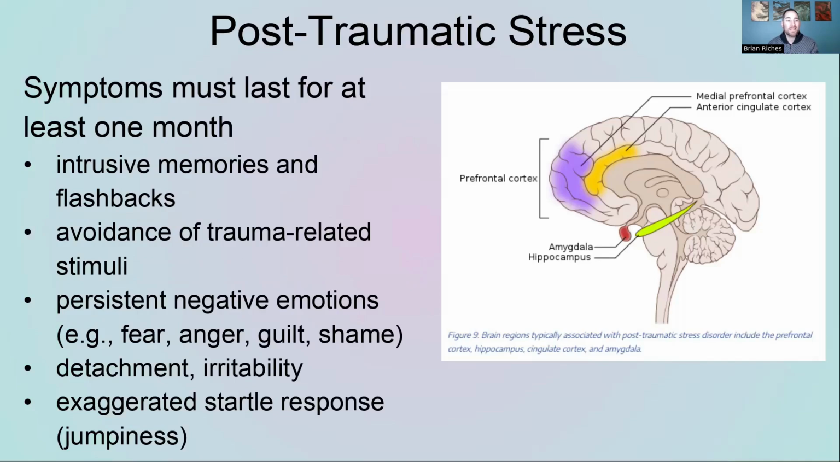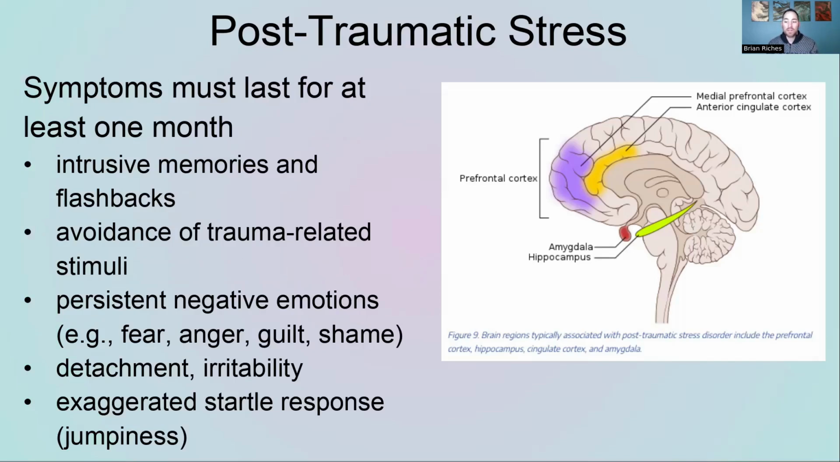So with this, the symptoms have to last for at least 1 month. You see a lot of intrusive memories and flashbacks, avoidance of trauma-related stimuli, things that might trigger those memories and trigger some of those anxieties and feelings. Persistent negative emotions, so this can be anything from guilt, fear, anger, shame, detachment, irritability, as well as exaggerated startle response, so being more jumpy.